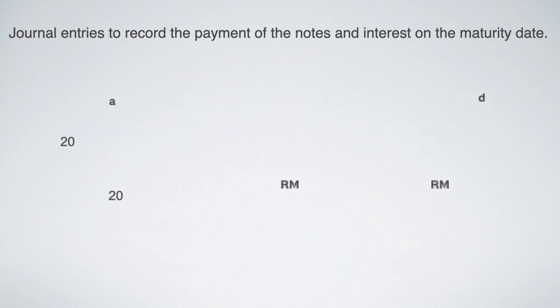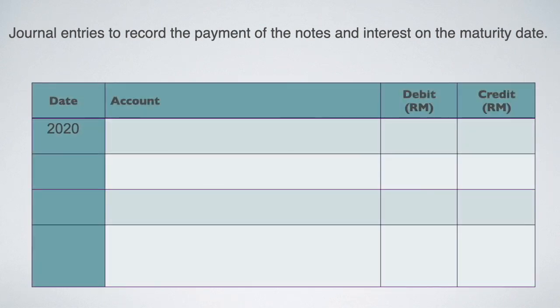Alright, so this number we will record in the journal. The date that we want to record is the maturity date. So on the maturity date, we will debit notes payable. Alright, 20,000 is debited, meaning that our notes payable decreases. Okay, liability decreases, so it is debited.